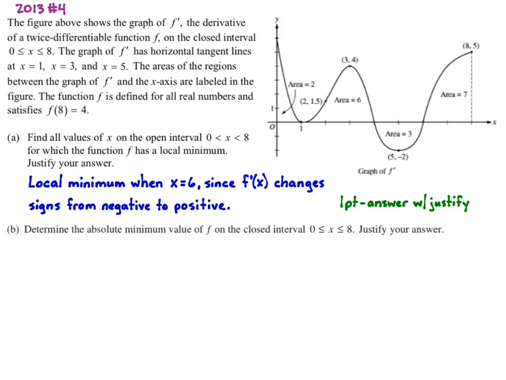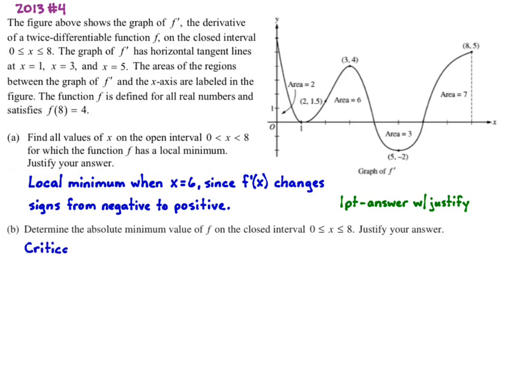All right, for part B, it says determine the absolute minimum value of f on the closed interval 0 to 8. Now we know there's a couple ways of approaching this. We know that there is only one relative minimum in the open interval. So the only thing that is changing is that we have a closed interval. So now we just need to evaluate our 2 endpoints as well as our 1 critical point on the inside.